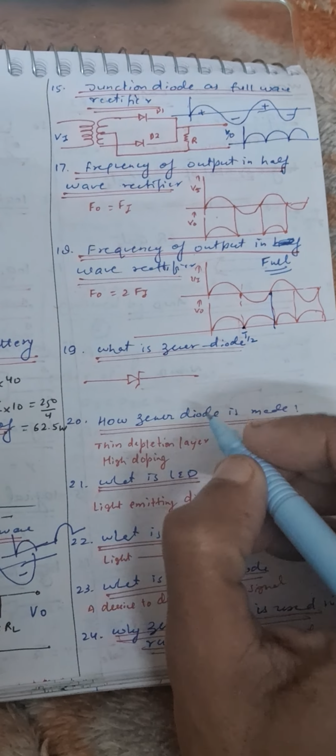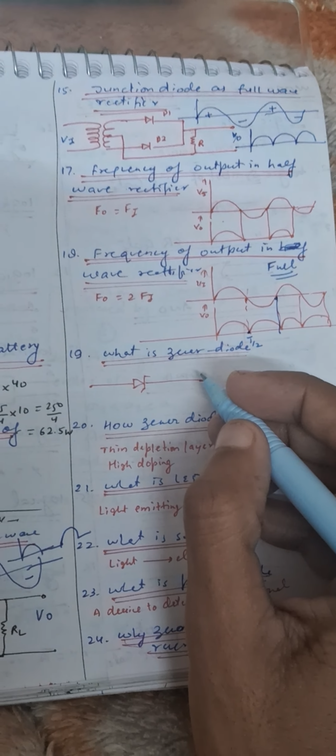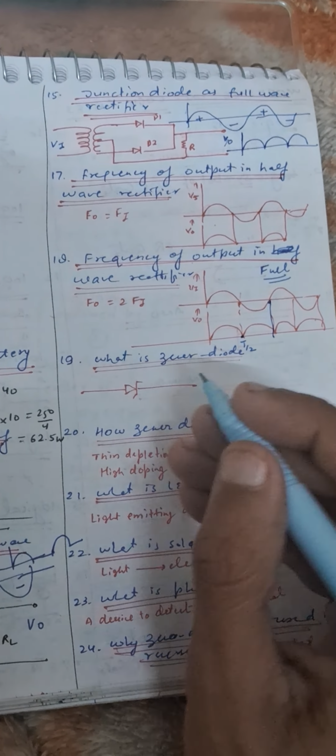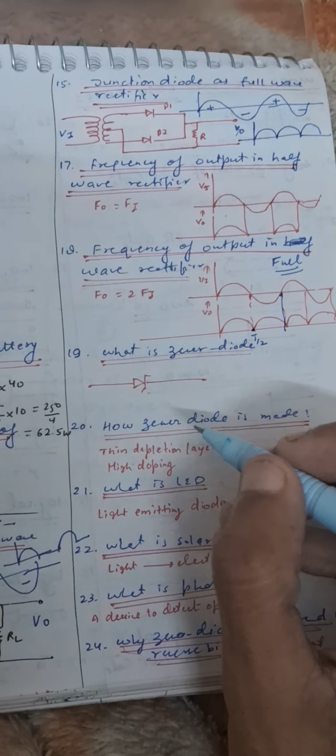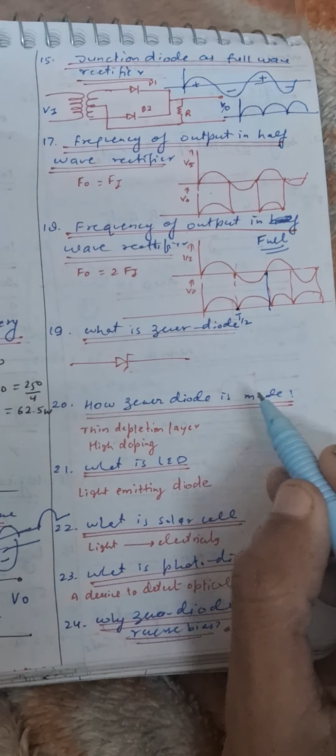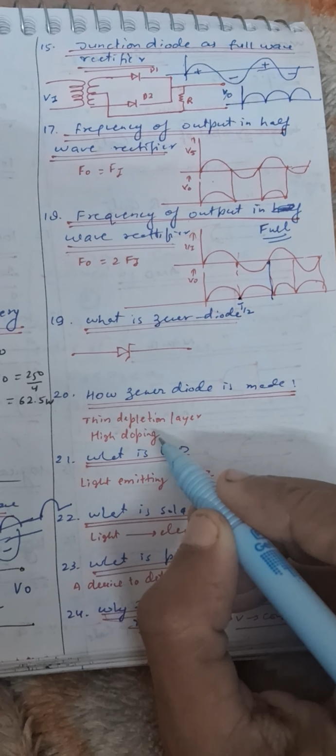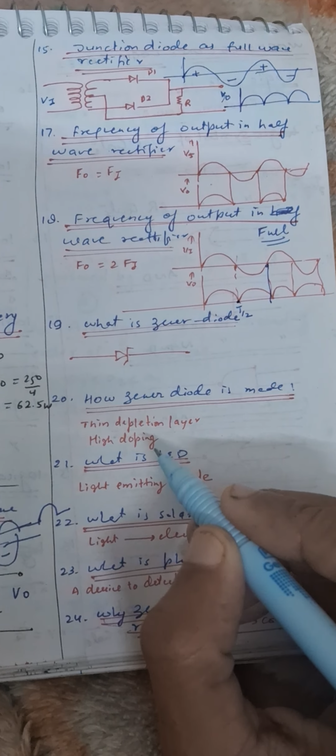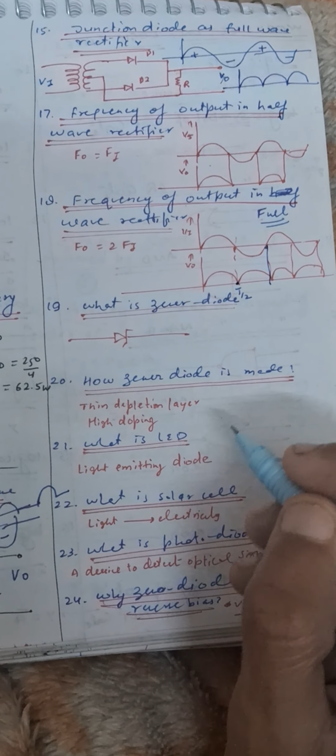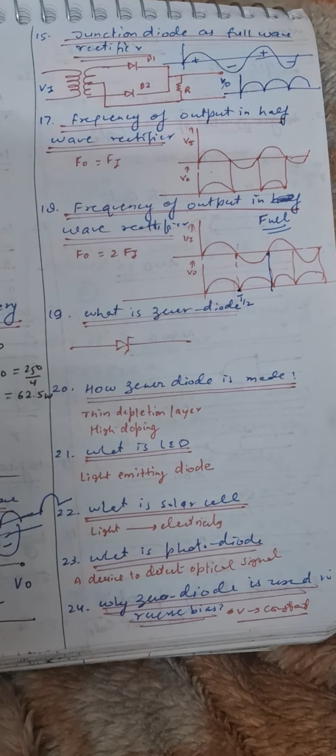Next is what is zener diode. Zener diode is shown like this. It is used in reverse bias to save devices from increasing current or voltage fluctuations. So it is used as a voltage regulator. Next is how zener diode is made. For making a zener diode, the depletion layer is very thin and high doping is made, which results in a very high electric field strength, of the order of 3 into 10 raised to power 6 volt per meter, which causes the breakdown to happen, and voltage remains constant while the current may increase.